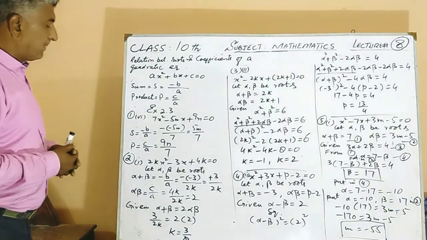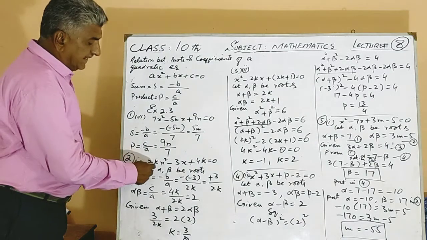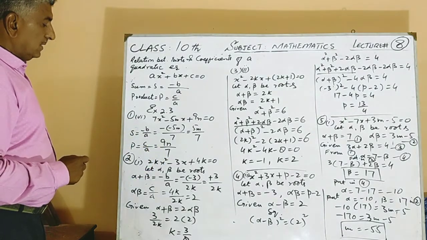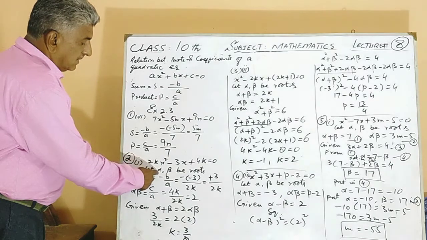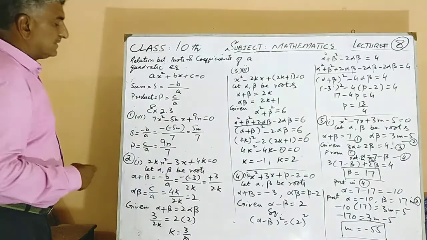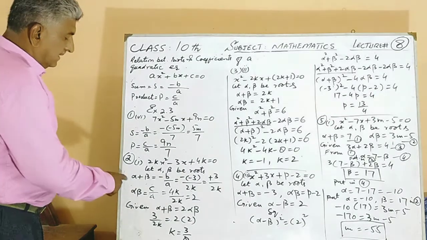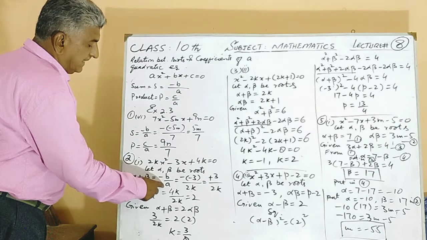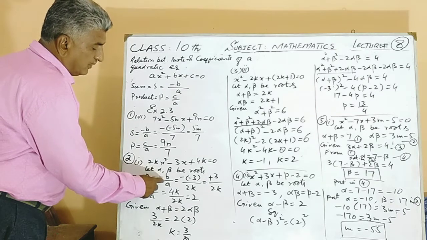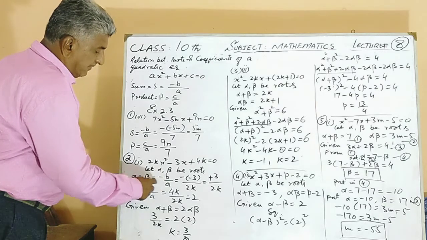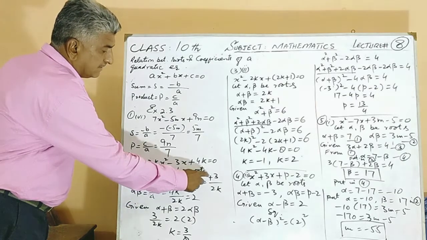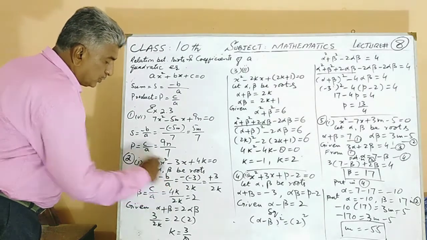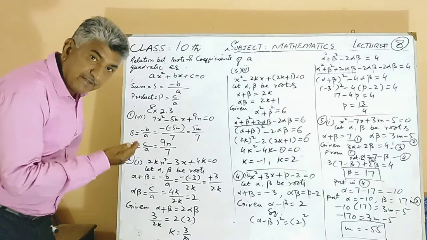In question 2, part 1, there is a quadratic equation and we have to find the value of k. So, let's suppose alpha and beta are the roots of this equation, then the sum alpha plus beta by the formula minus b upon a, after putting the values of a and b, we will get alpha plus beta equal to 3 upon 2k, and the product alpha beta is equal to 2.